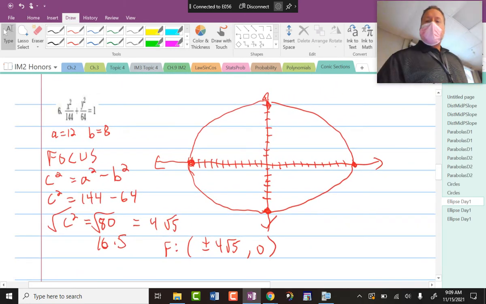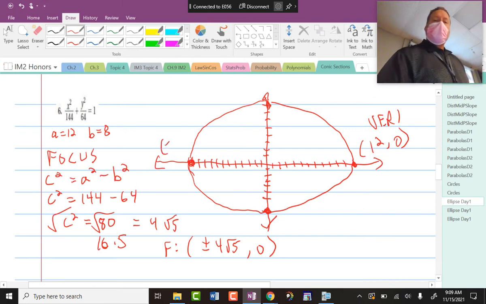All right, so the vertices. The vertices are 12 and negative 12, 0. I guess I could put that here, verts. If you had to note those, you could say plus minus 12, comma 0. And then these are 0, comma 8.